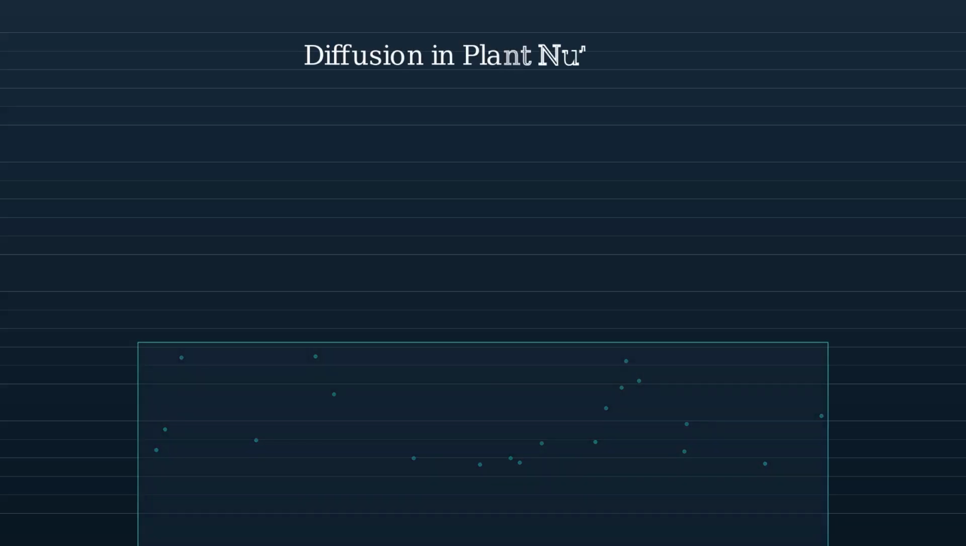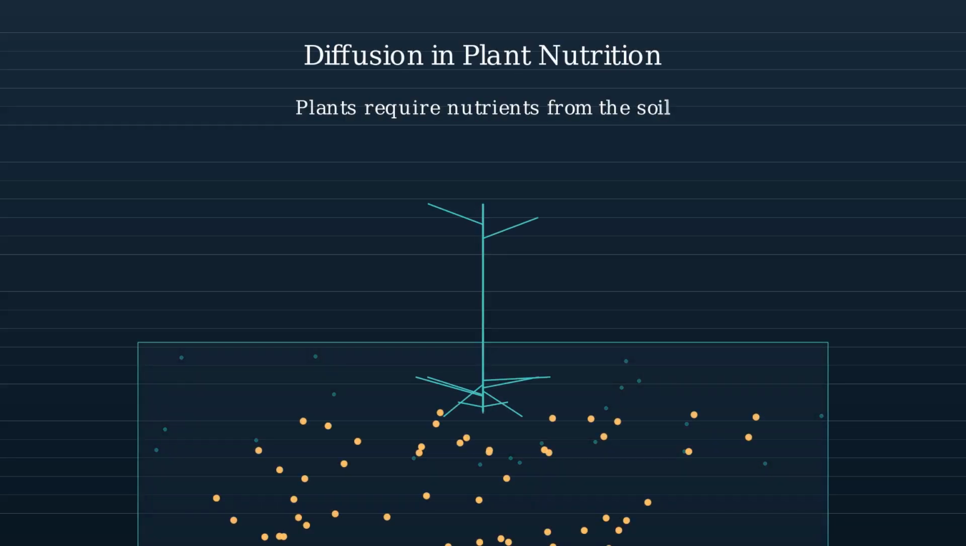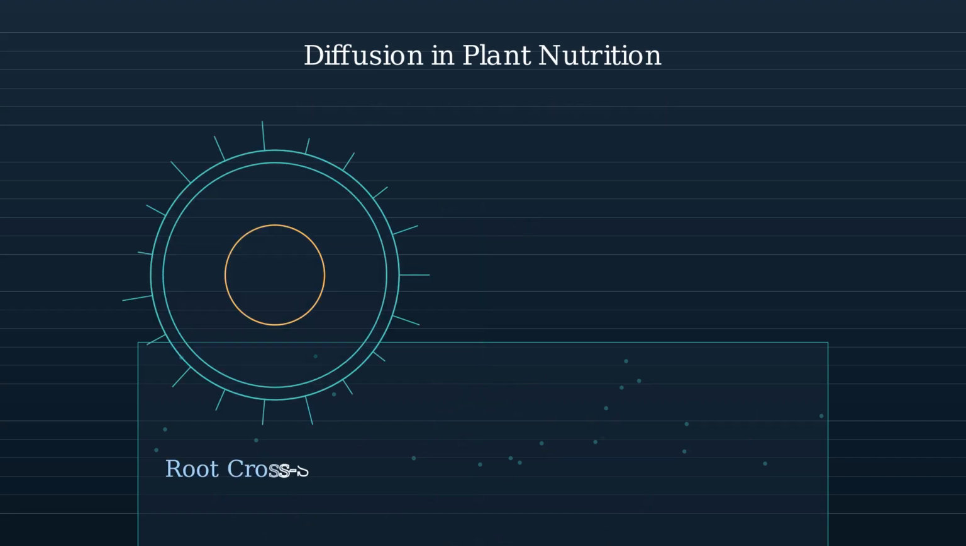Plants obtain essential nutrients from the soil through their root systems. Let's look at a cross-section of a plant root. The epidermis is the outermost layer, with root hairs that increase surface area for absorption. Inside, we find the cortex, where much of the diffusion occurs, and the central stele that contains vascular tissues for transporting nutrients throughout the plant.